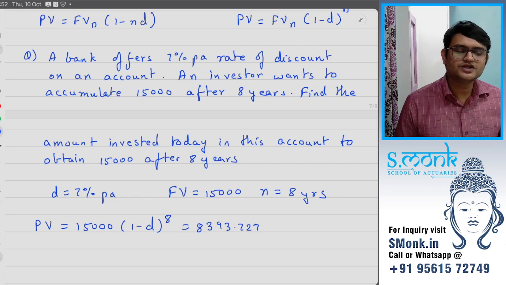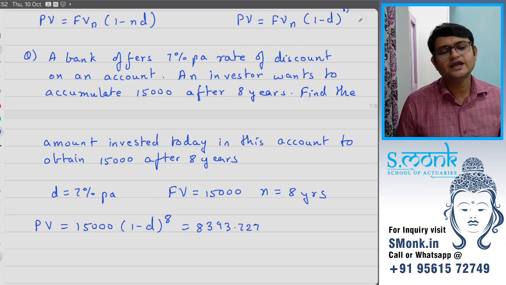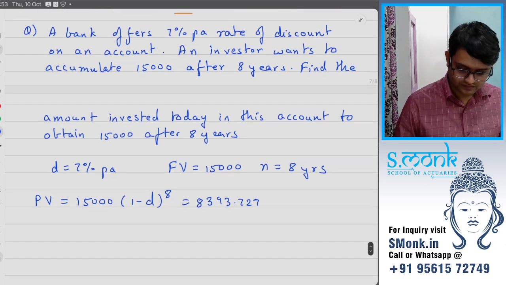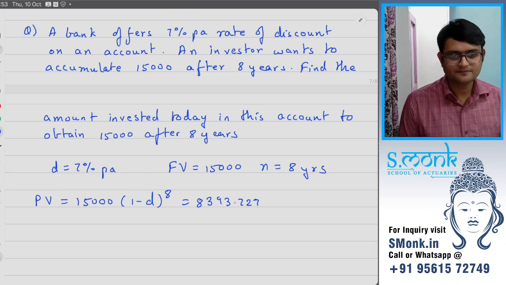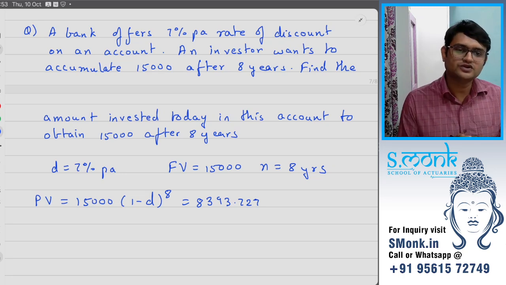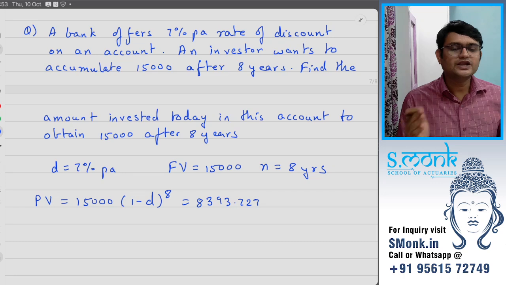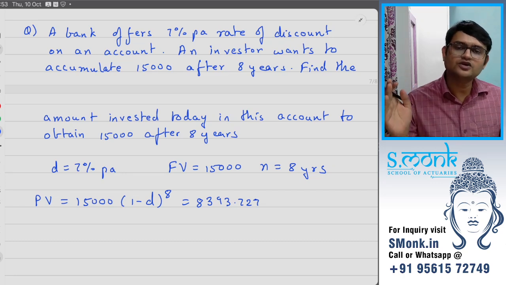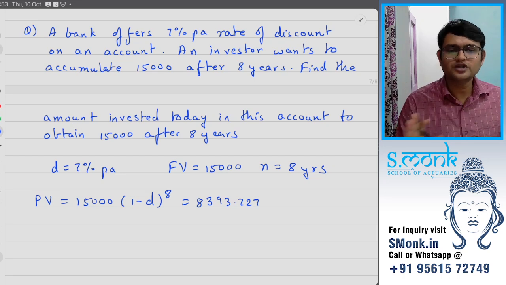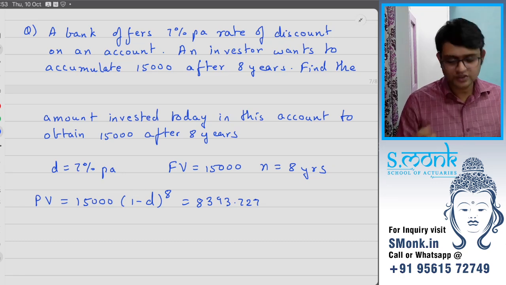So 8,393 must be invested today so that we get 15,000 8 years from now. So it's clear how the discount rate is working. As I said, although it was conceptualized so that it becomes easier for us to calculate present value, today with a scientific calculator, it is not difficult for us to calculate present value using rate of interest. That is not a big deal. So we can do both types of calculations.